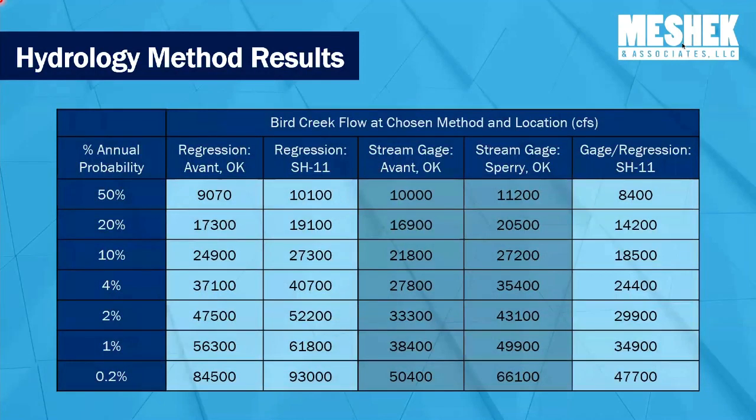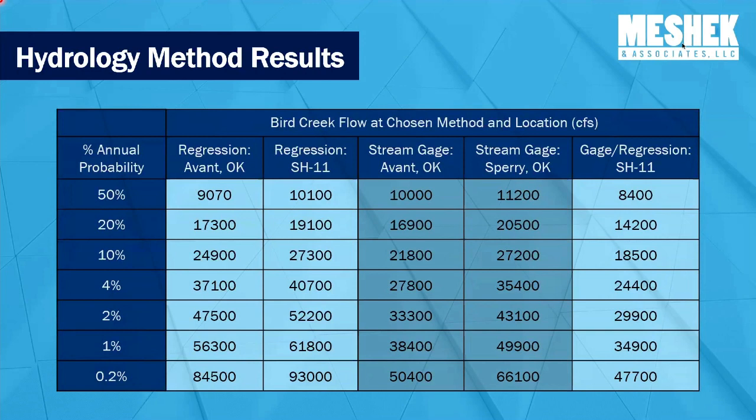So let's move on to the results of the other hydrology methods. In the first two columns, you can see that I ran a couple of regression points. One was at the Avant gauge, and the other was at the project site at State Highway 11. Now, if you look at columns 1 and 3, you'd be able to directly compare the regression and stream gauge analysis. And you can see that there gets to be a bit of a divergence as we move towards the lower probability floods.